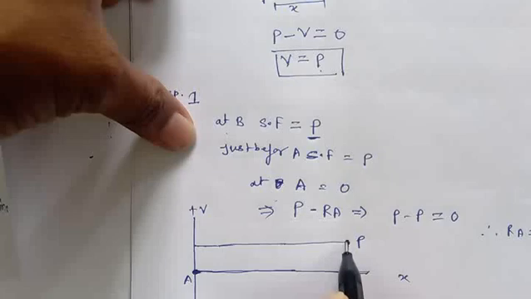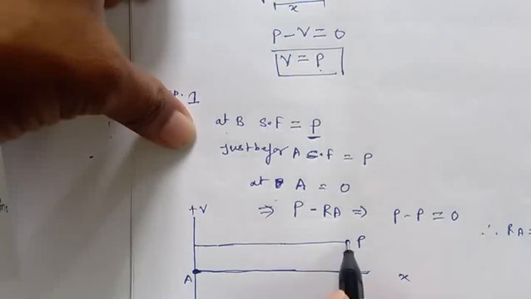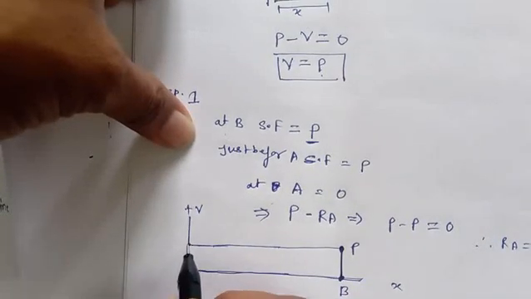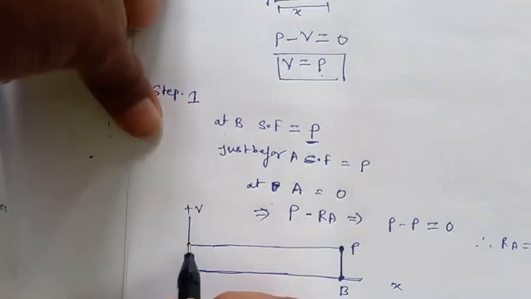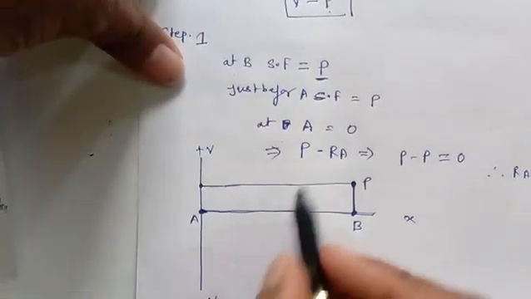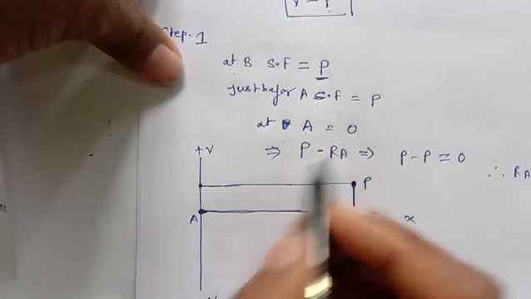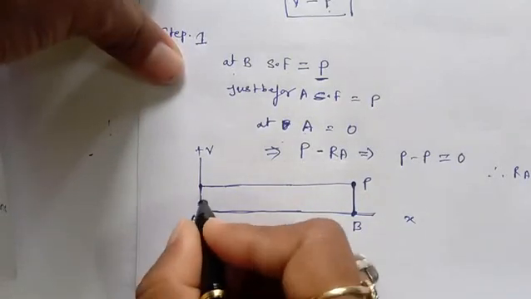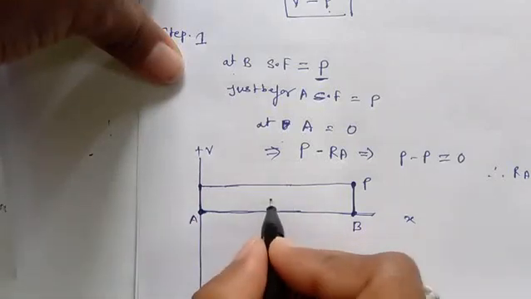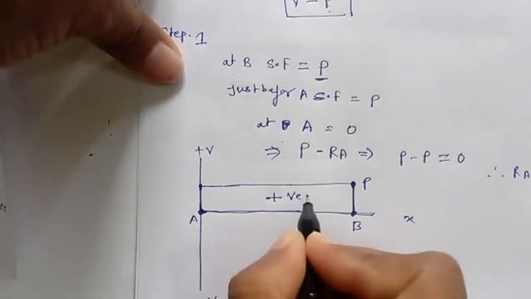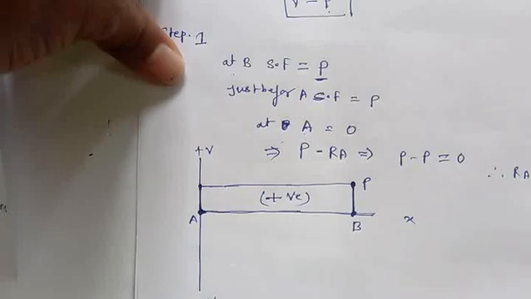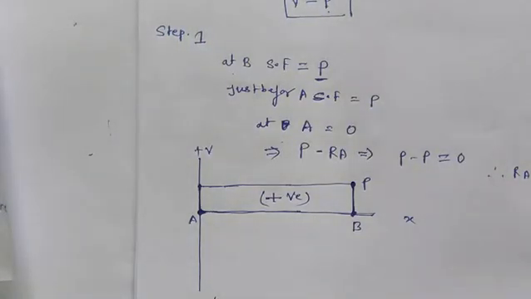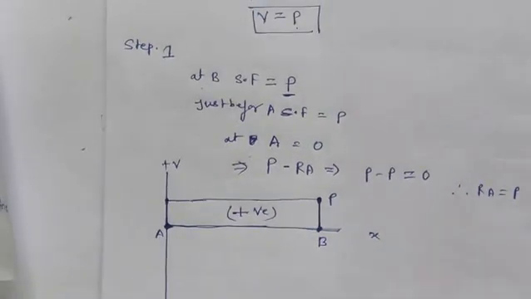Whatever the value of P is, it will go horizontally here up to just before A, and we know that at A it is 0, so we come back to 0. So this is A. Now again we are coming to 0, and this diagram will be positive because it is on the positive side. So like this we can draw this shear force diagram.